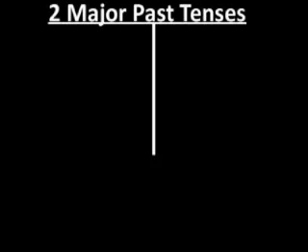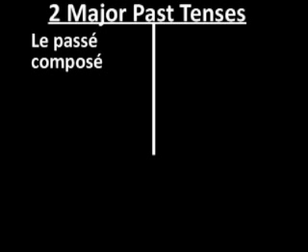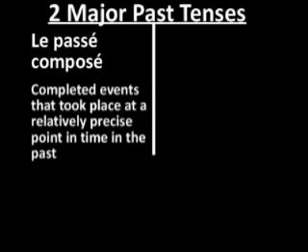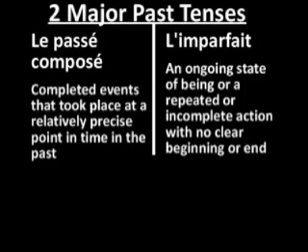Please don't forget, you may pause this video at any time if you need a little extra time to write down your notes. As we had seen in a previous video, there are two major tenses used in French to talk about things in the past. The passé composé, which we have already studied, refers to completed events that took place at a relatively precise point in time in the past. The imparfait, or imperfect tense, on the other hand, is used when we want to describe an ongoing state of being or a repeated or incomplete action with no indication of beginning or end.